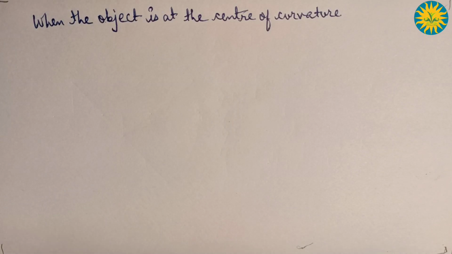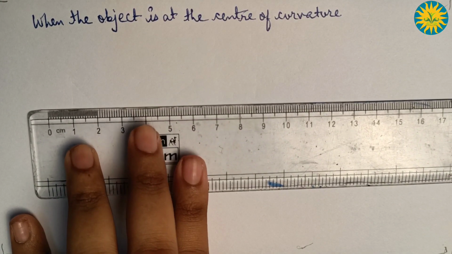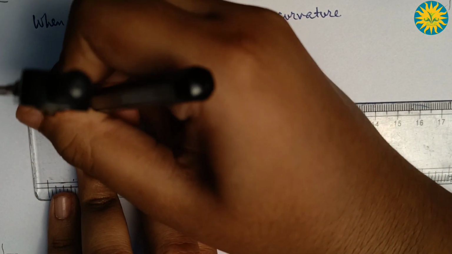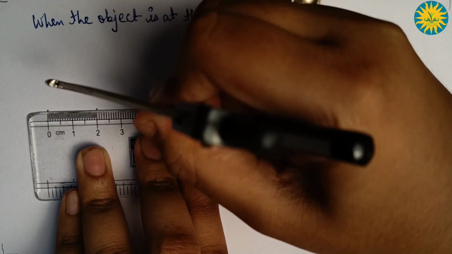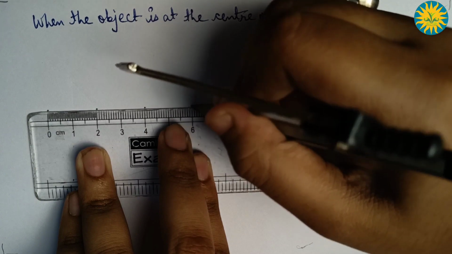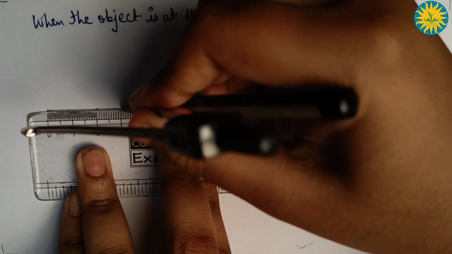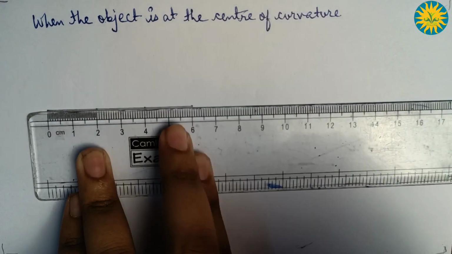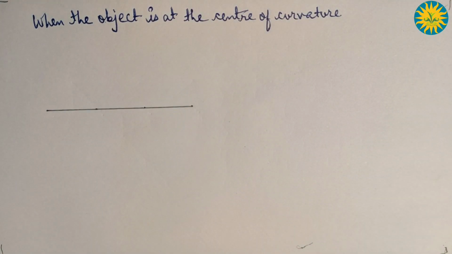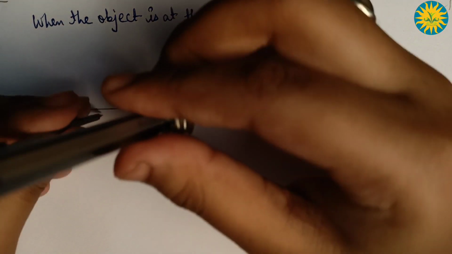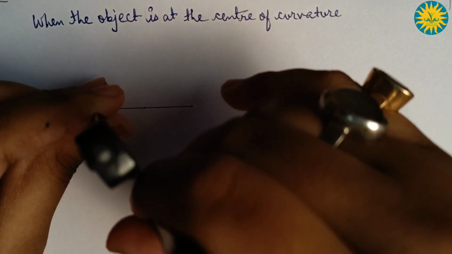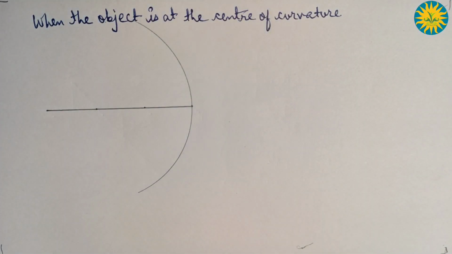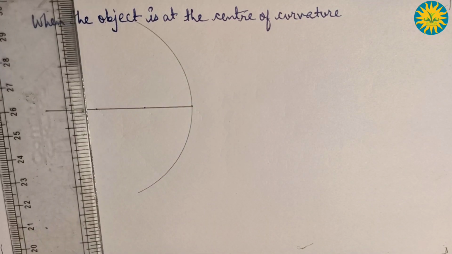Now the fourth one, that is when the object is at the center of curvature. Same way, we are dividing the line segment into 4 halves. Now we will place the compass at the center of curvature to draw the arc. That's our concave mirror. Now this point is our center of curvature, so the object is at the center of curvature.